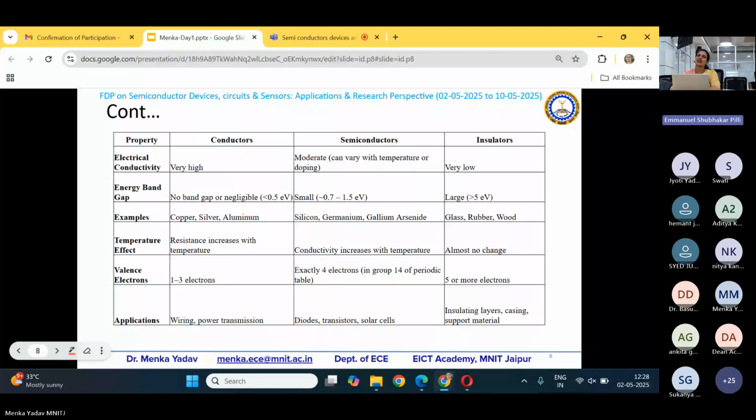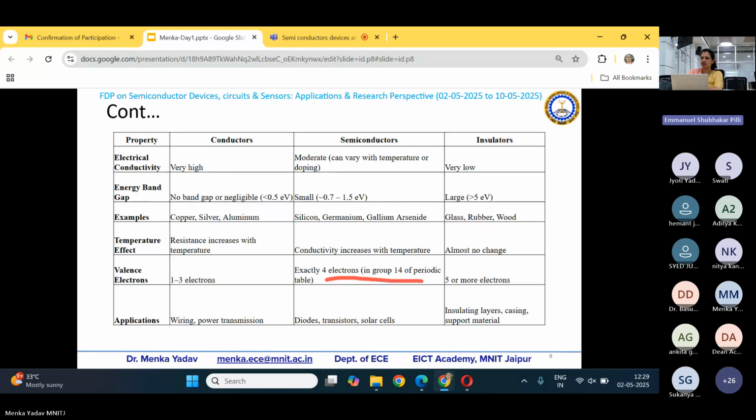So what about valence electrons? Let us discuss valence electrons, which segregate whether it is a conductor, semiconductor, or insulator. So valence electrons will be 1, 2, or 3 in conductors. For semiconductors, it is exactly 4. We can see the group 14 or group 4 elements. Previously it was group 4, nowadays it is called group 14 in the periodic table.